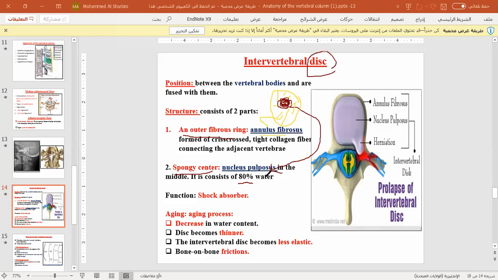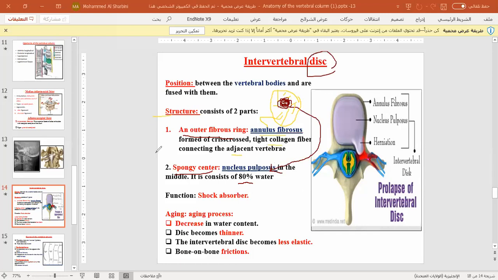The center of the fried egg is named the nucleus pulposus, and the outer part of the fried egg is white in color, so it is named annulus. Annulus means ring shape. Fibrosus means white in color, fibrous tissue. It is formed of collagen fiber and fibrous tissue.